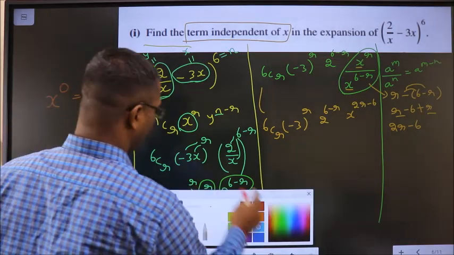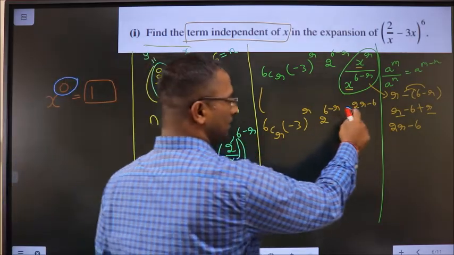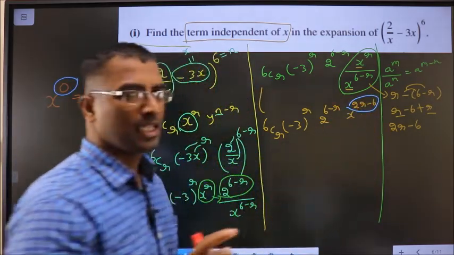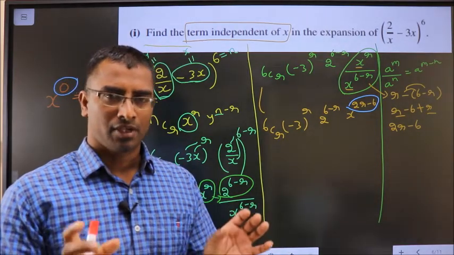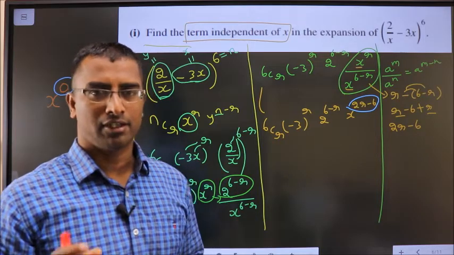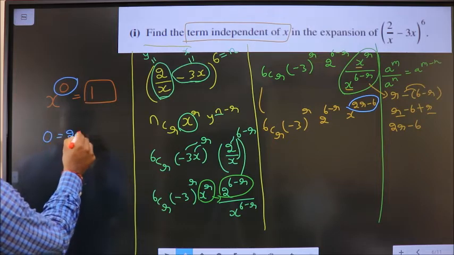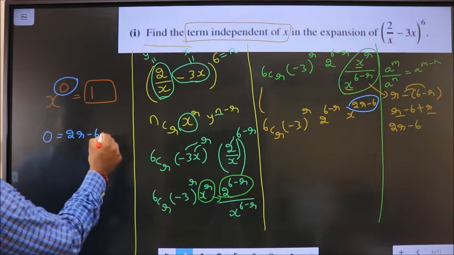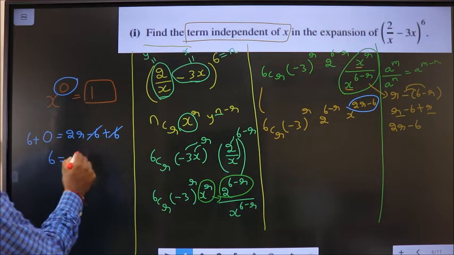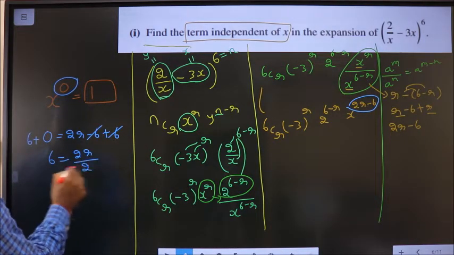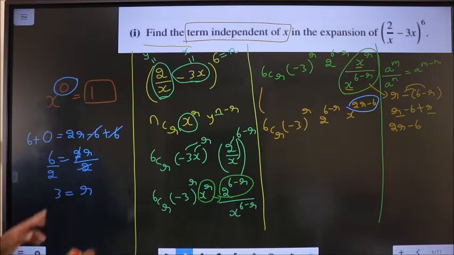Now, here x^0 and here x^(2r−6). Equate both the powers of x to get the value of r. So 0 = 2r − 6. Add 6 now. So this cancels out here, 2r. Divide by 2 on both sides. So 3 = r.